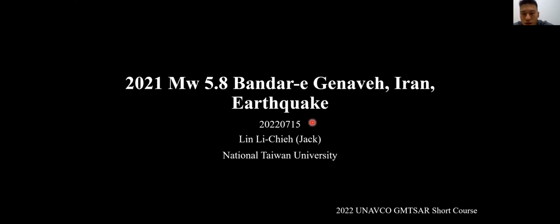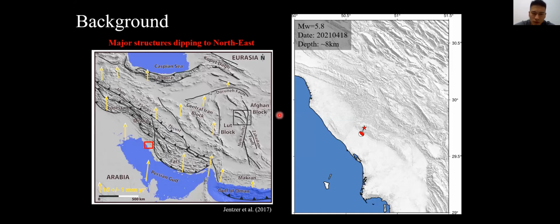Okay, so I'm not really familiar with the tectonic settings around there, but I assume this map shows the major structures that are northwest trending and dip into the northeast. And this red rectangle is where the earthquake took place. If you zoom in, it's here. The magnitude is around 5.8, the date is April 18th, and the depth is around 8 kilometers. It's pretty shallow, and the magnitude is pretty moderate.